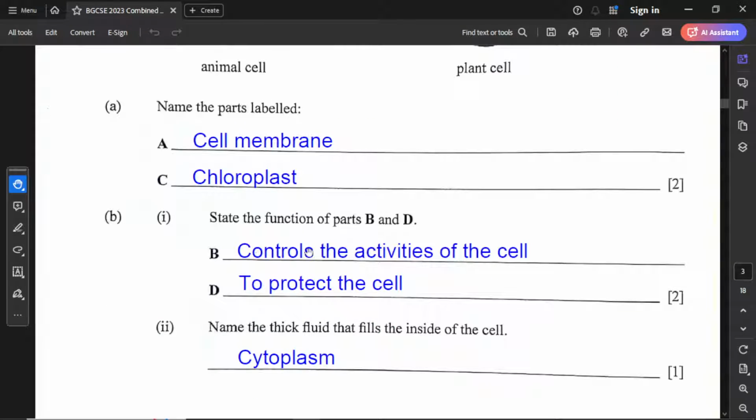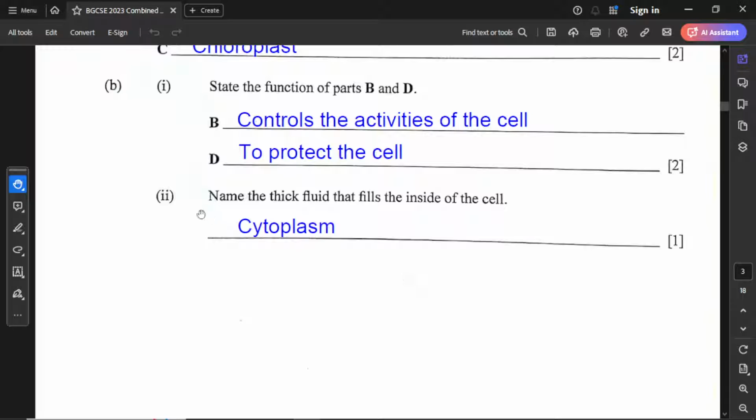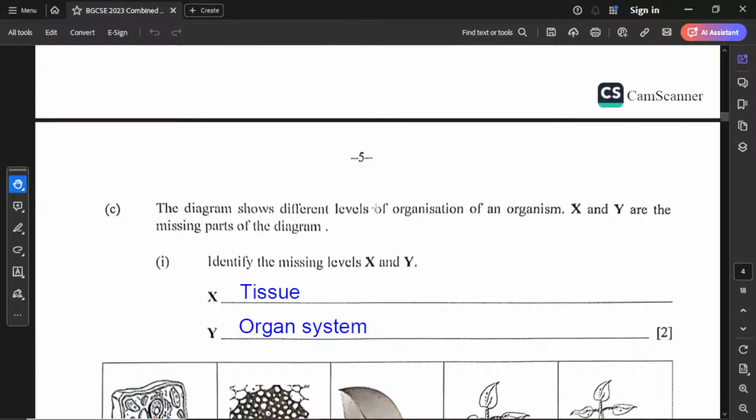And so B controls the activities of the cell, which is the nucleus. And D, which is the cell wall, protects the cell and maintains the shape as well. All right, so protection and maintaining shape. All right, for part 2, is to name the thick fluid that fills the inside of the cell, and that is the cytoplasm.